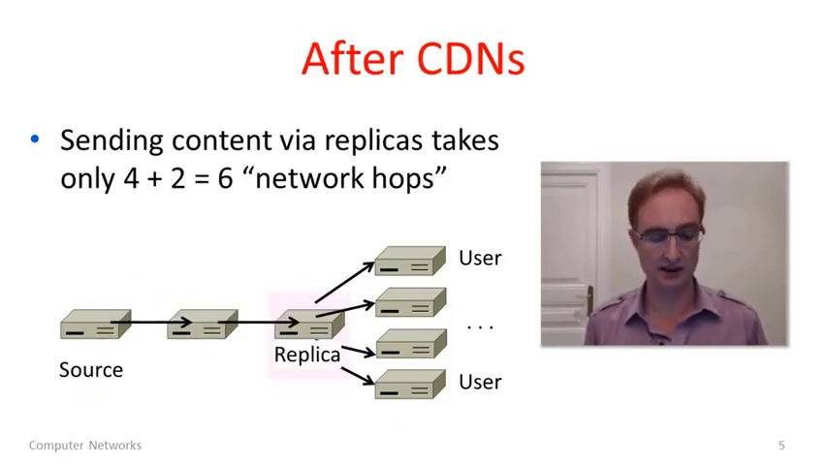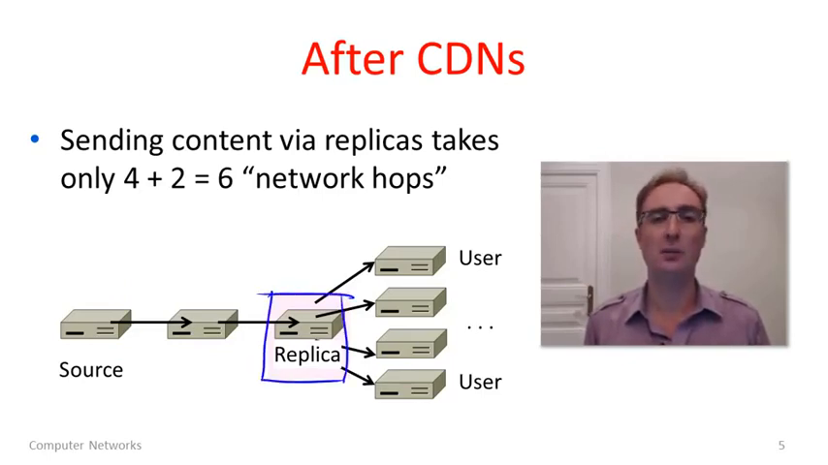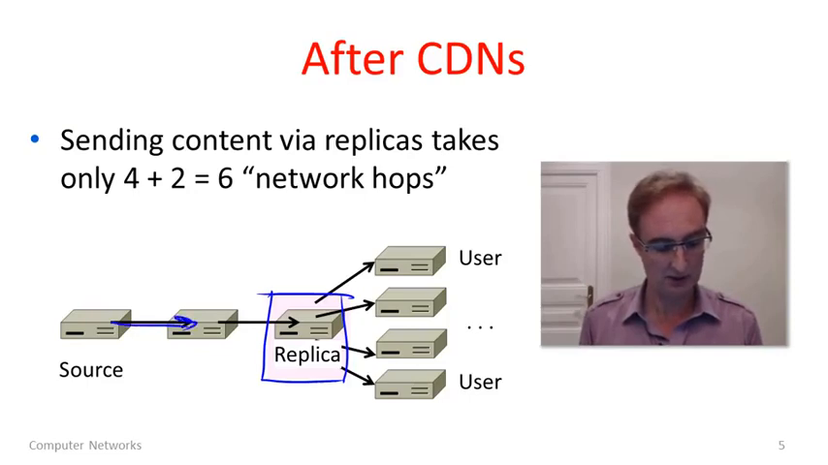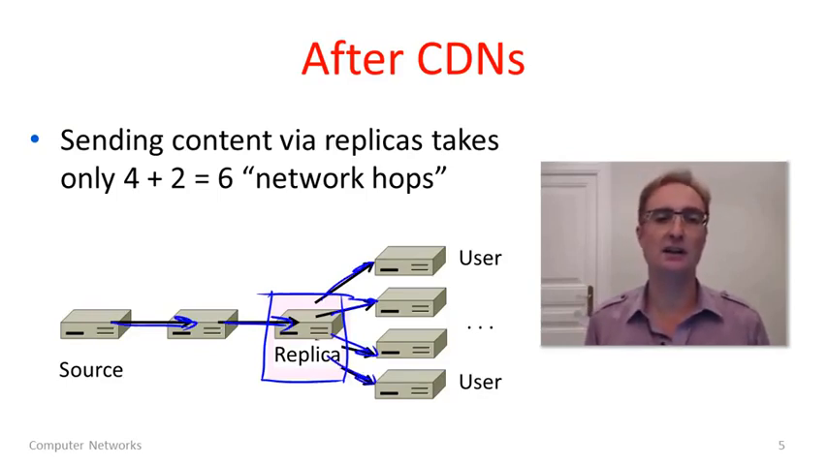Well, let's look at what happens when we do use content distribution networks. Here's a CDN architecture. What we've done is inserted this replica here, and now this replica can hold a copy of the content and redistribute the content from that point. The source can simply send to this point, and from this point we can send out to the users who are nearby. So we've taken the amount of network effort needed down to 4 + 2 or 6 network hops overall. So it's twice as efficient in terms of the overall network.